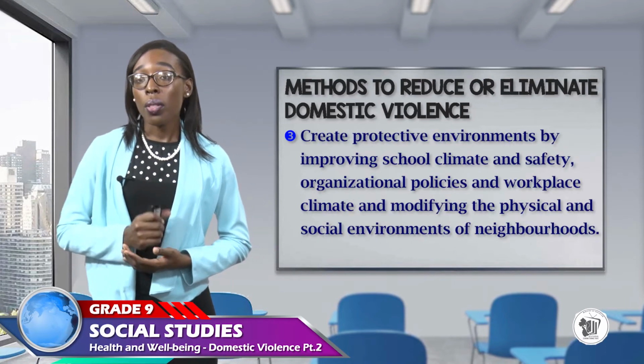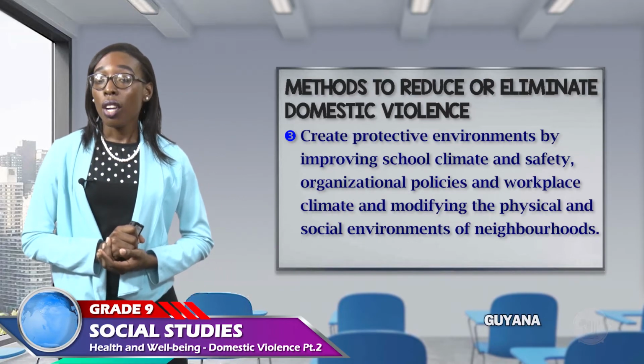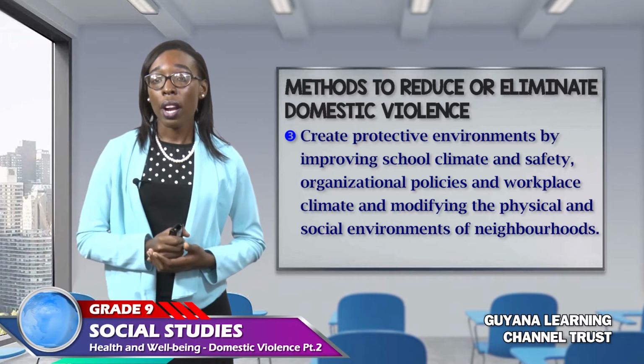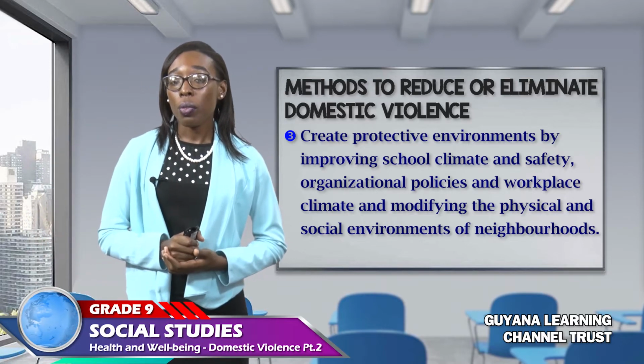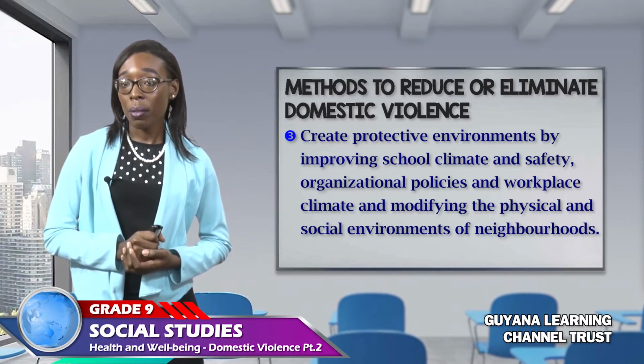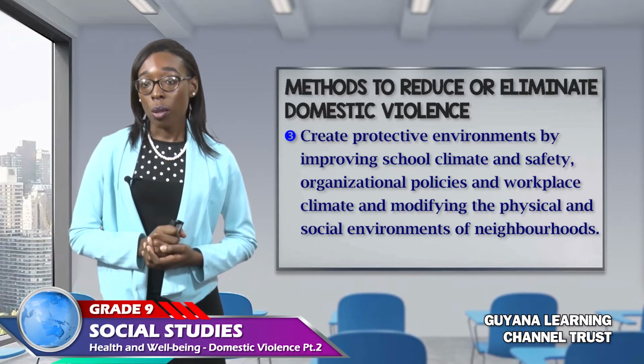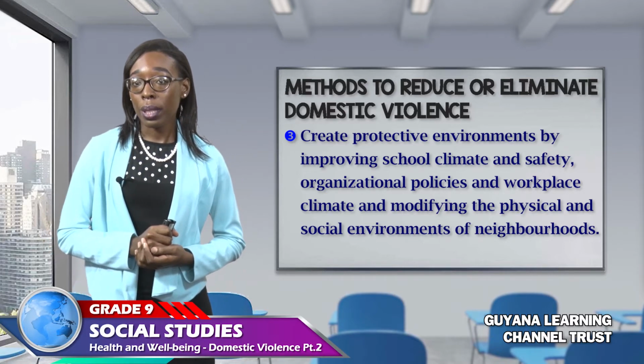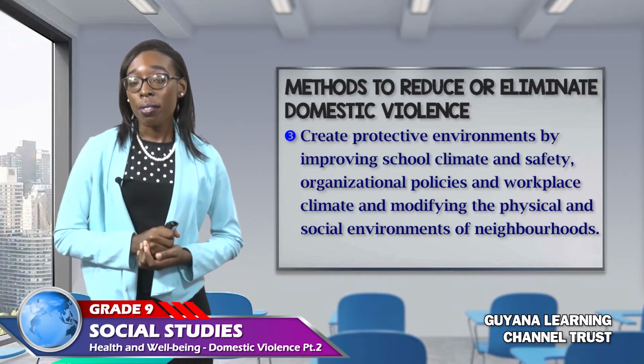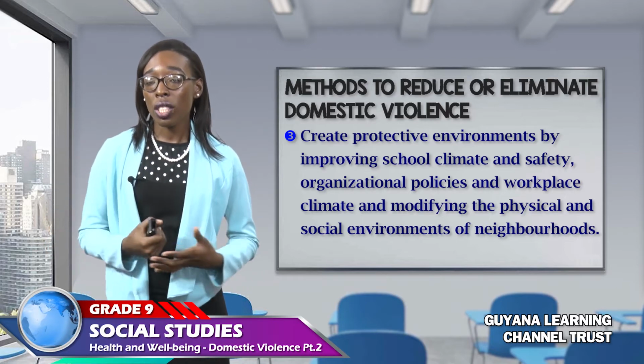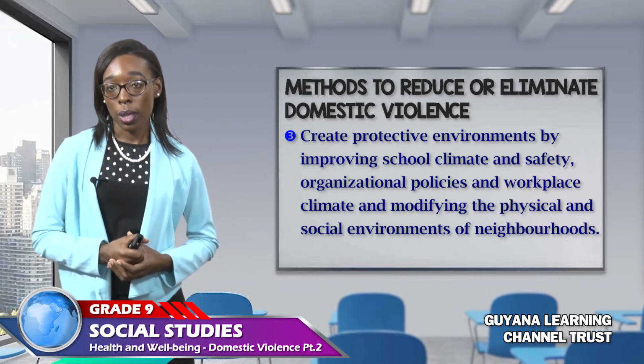A third method that can be used is creating protective environments by improving school climate and safety, organizational policies and workplace climate, and modifying the physical and social environment of our neighborhoods.